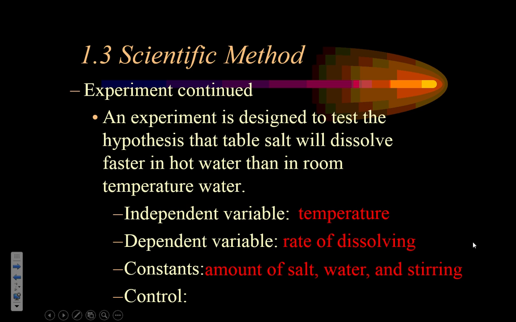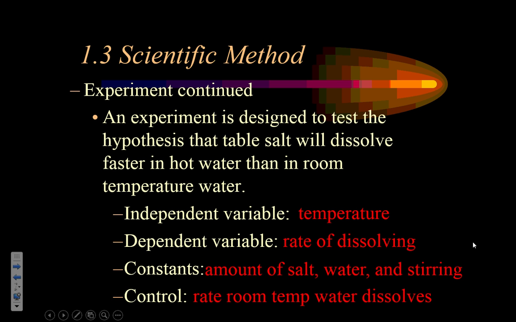Now, control. It's a unit for comparison. Well, in this case, I'm talking about hot water dissolving faster than room temp water, so my control really should be the room temp water situation. How fast does it dissolve in room temp water with a consistent amount of salt, a consistent amount of water, and a very specific, consistent type of stirring? How fast does it actually dissolve? And then I'm ready to set up my experiment and do the next part.